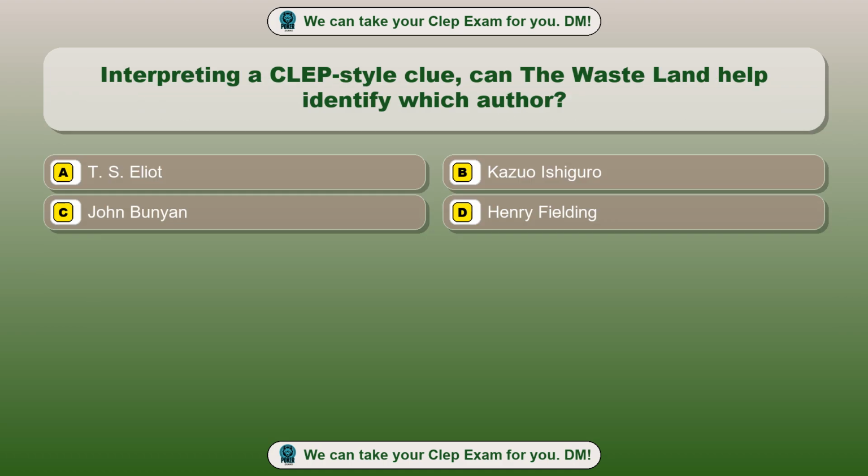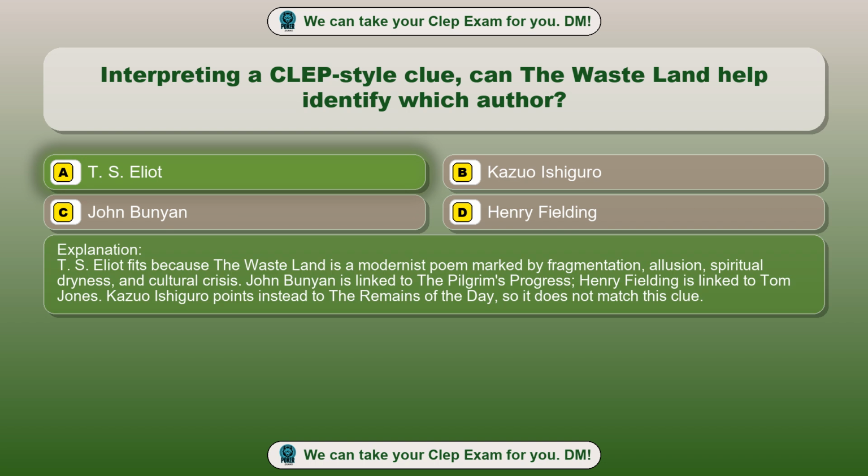Question 66. Interpreting a CLEP-style clue, can The Wasteland help identify which author? Option A, T.S. Eliot. Option B, Kazuo Ishiguro. Option C, John Bunyan. Option D, Henry Fielding. The correct answer is option A, T.S. Eliot. T.S. Eliot fits because The Wasteland is a modernist poem marked by fragmentation, illusion, spiritual dryness, and cultural crisis.